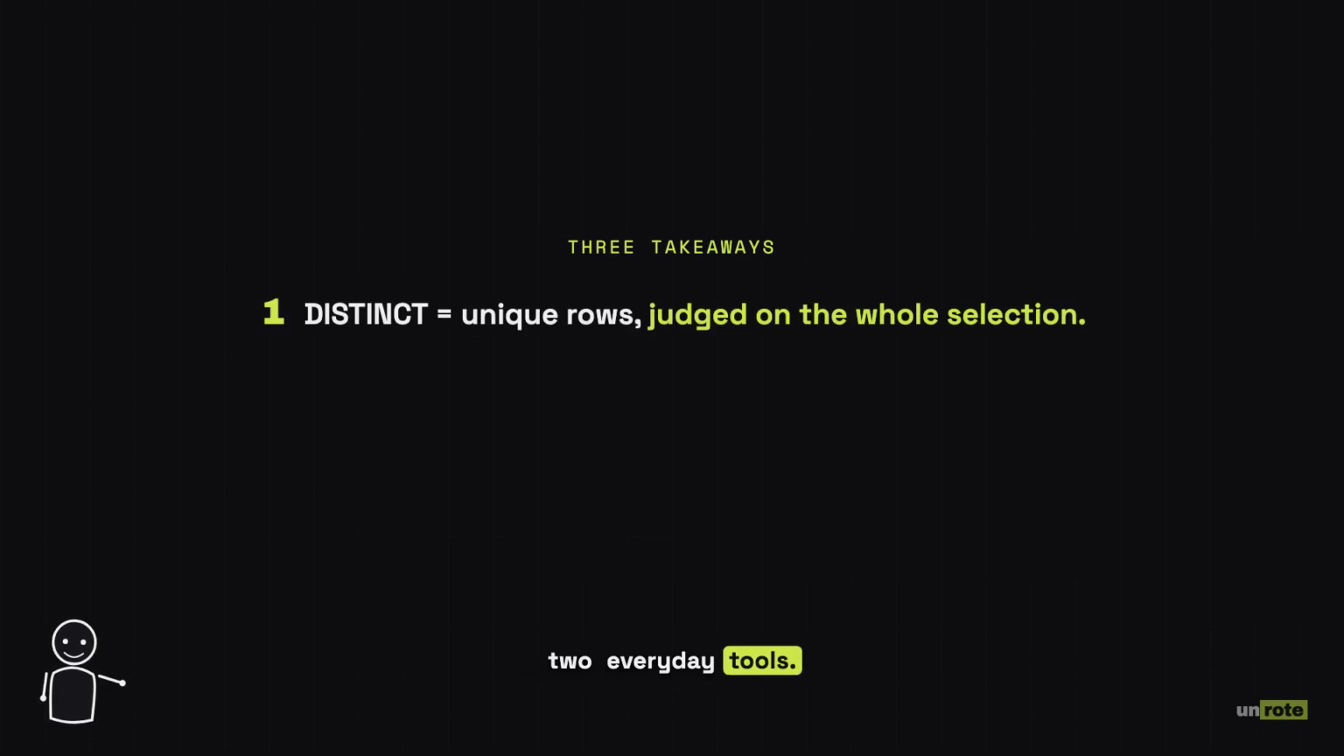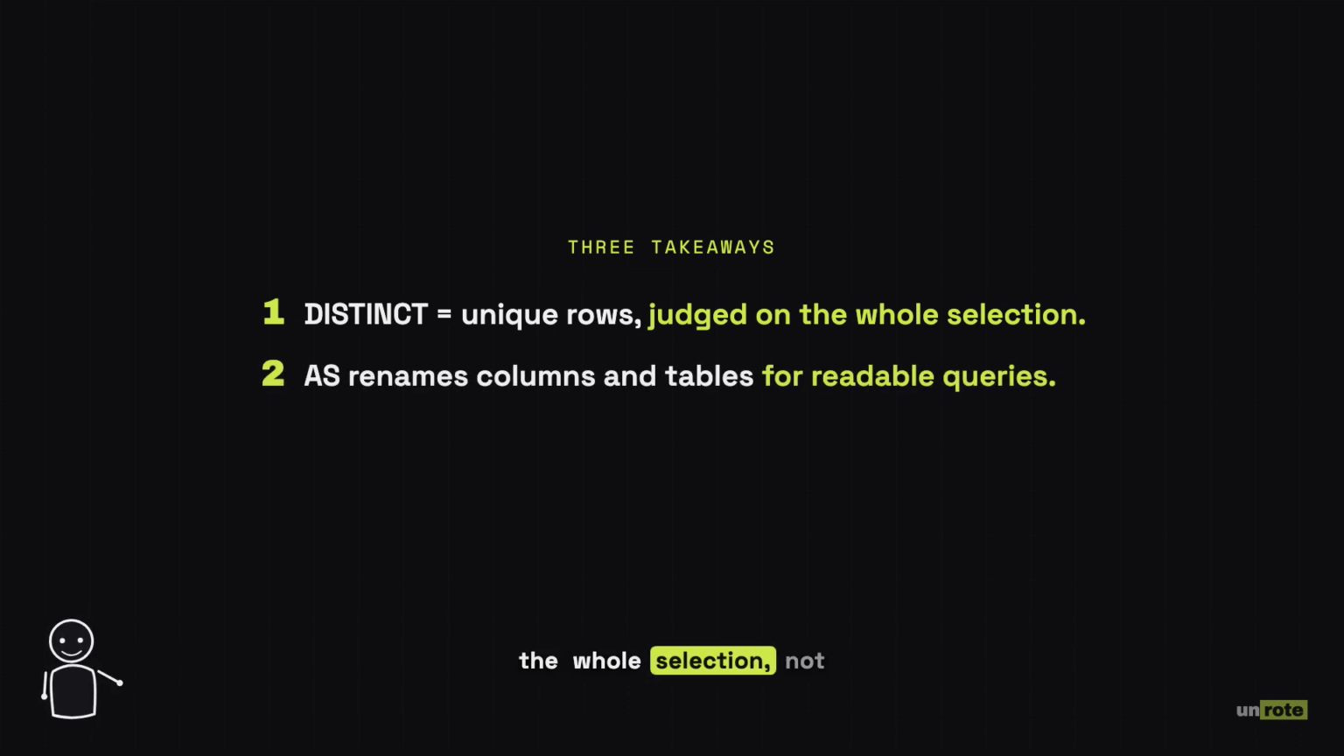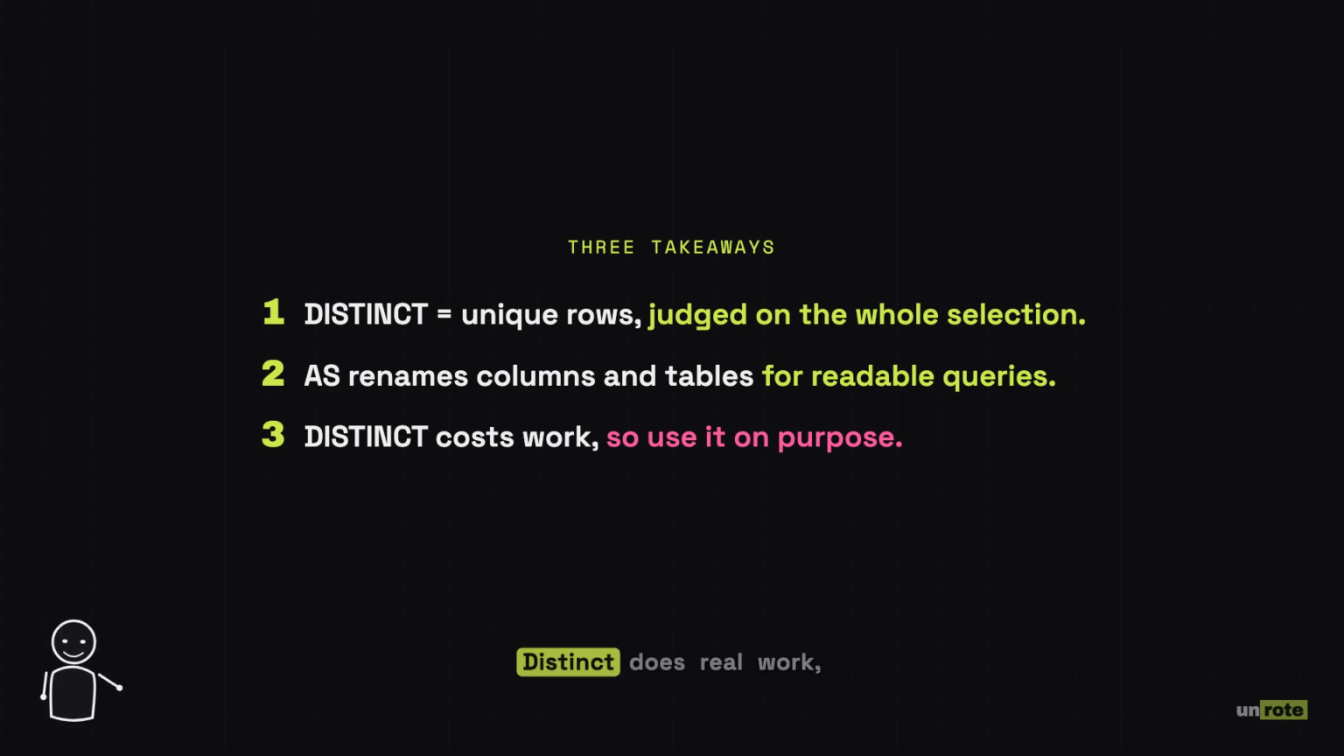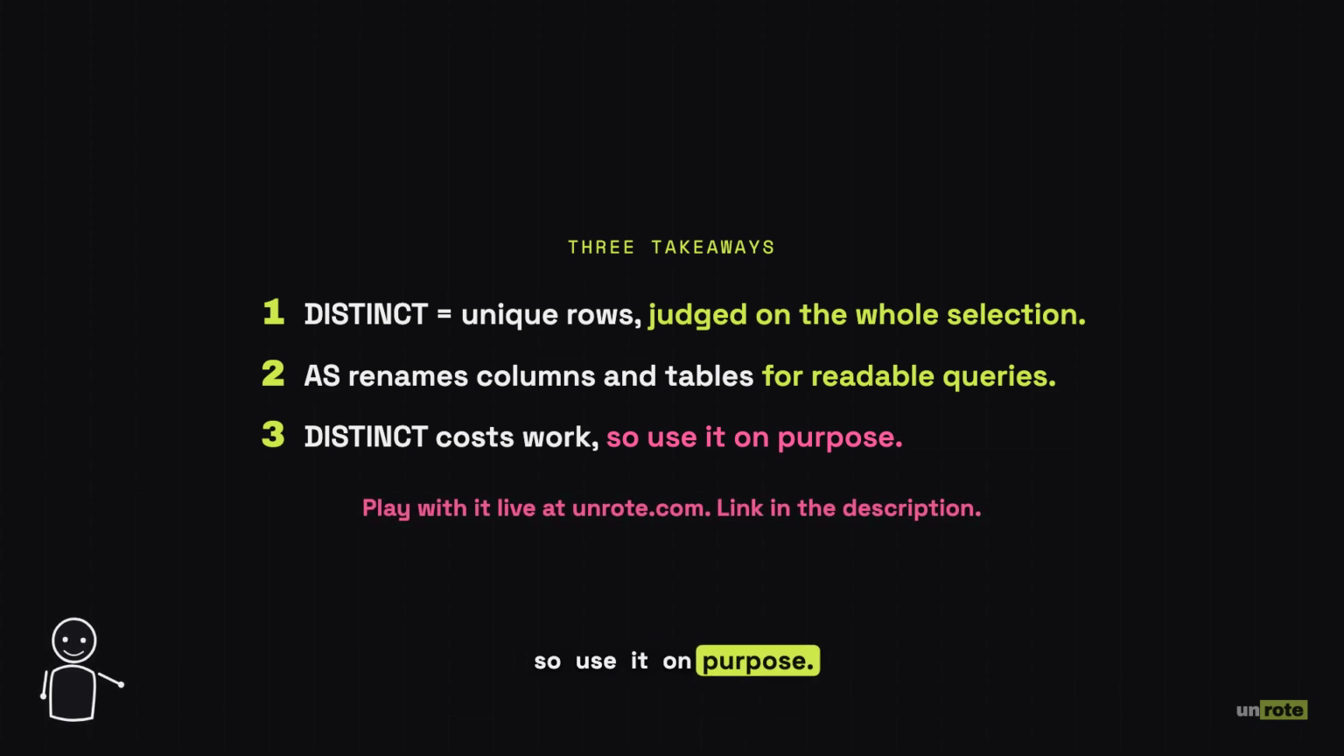So, two everyday tools. Distinct gives you unique rows judged on the whole selection, not one column. As renames columns and tables so queries read cleanly. And Distinct does real work, so use it on purpose.